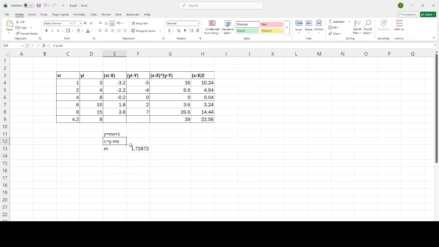And to find c, c means coefficient. We will find it here, we know the y. Take the first example, let's say 3 minus m multiplied by x. This is our c. Now we know the values.